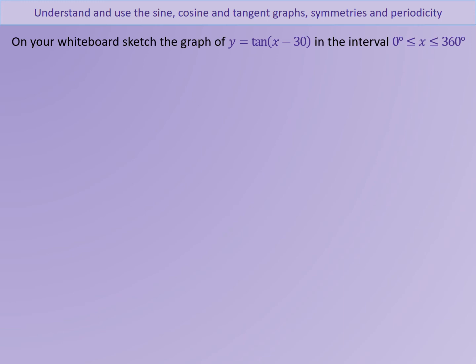Okay, good. So here is the last one. We have an interval again of 0 to 360, and what I would like you to do, please, is write down what transformation would get me from the graph of y equals tan x to the graph that's shown here, and then once you've written down that transformation on your whiteboards, have a go at sketching it. So press pause, have a go, and then when you're ready for the answer, press play.